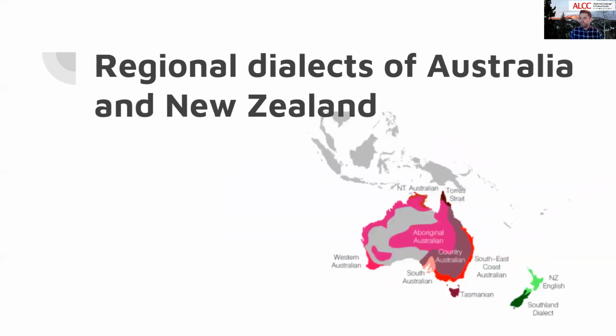Here is a map of Australia and New Zealand, and we see similar kinds of things, right? Australia has this kind of group of English dialect, and then New Zealand has its own. And what's interesting to note is that the North Island and even the northern part of the Southern Island have one dialect, and then as we move south, we get a different dialect.